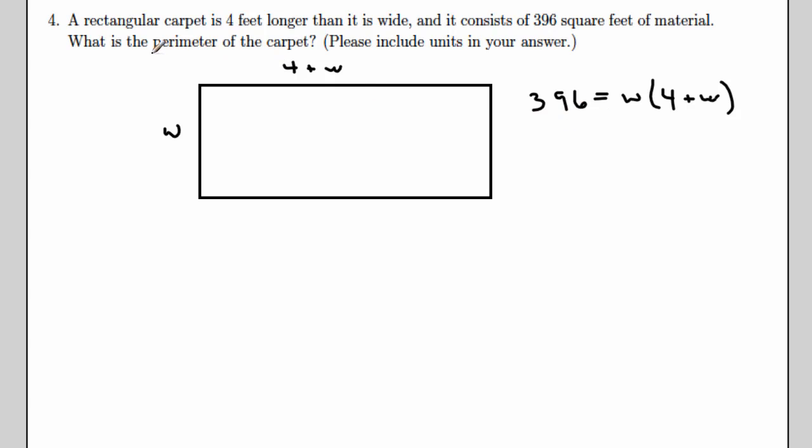Notice that it's asking us for the perimeter, so width is really not the only thing we want to know, but once we know the width, we'll be able to find the length, and then the perimeter will just be the measure all the way around in feet. So I must solve this equation.